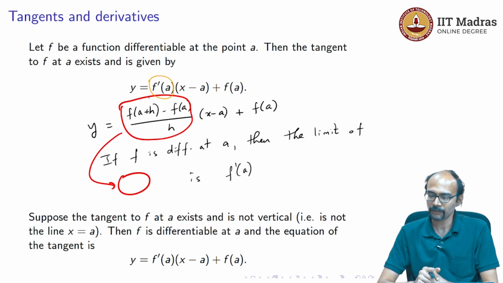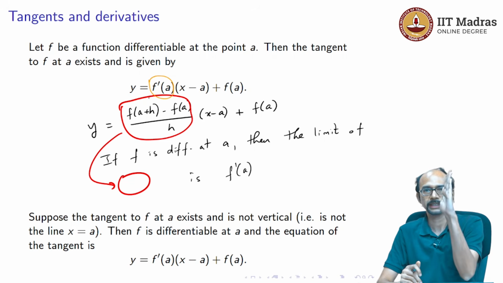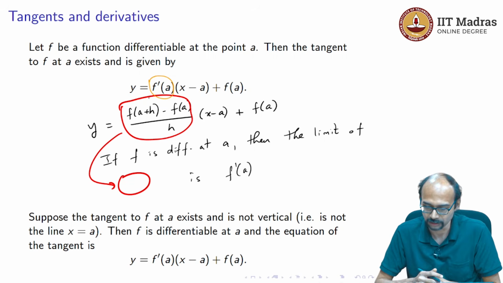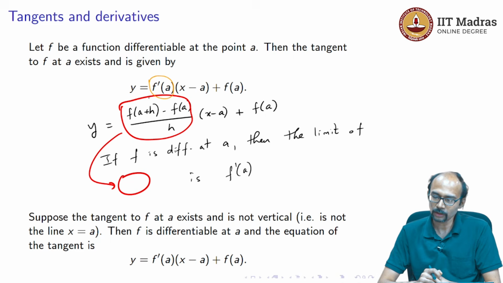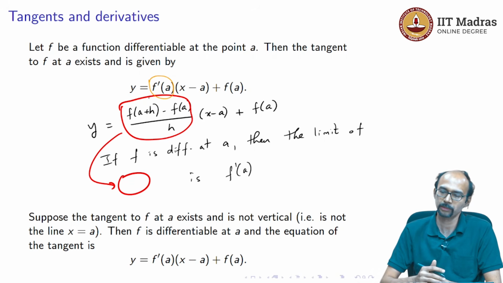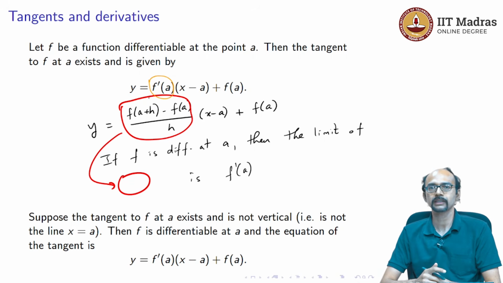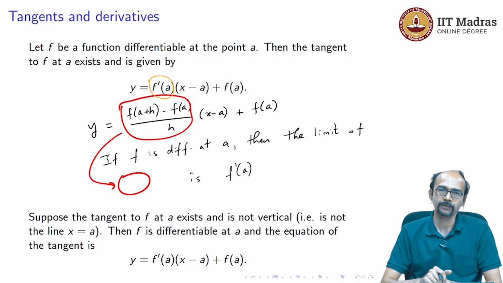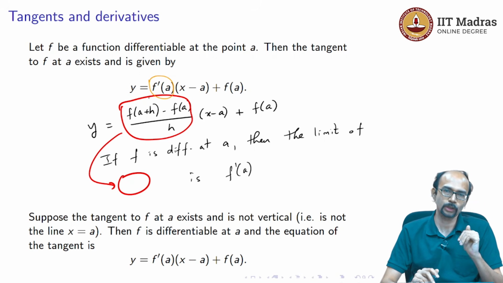Suppose the tangent exists and it is not vertical. Okay. So, in a minute we will study why we have this caveat. So, vertical meaning it is not like this, right. There is nothing preventing the tangent from being like this, after all. Yeah. So, if that is not the case, then f is differentiable at a, and the equation of the tangent is y is f prime a times x minus a plus f of a. So, in other words, what we are saying is that differentiability is equivalent to the tangent existing and being given by this expression, except in the case where you have a vertical tangent.